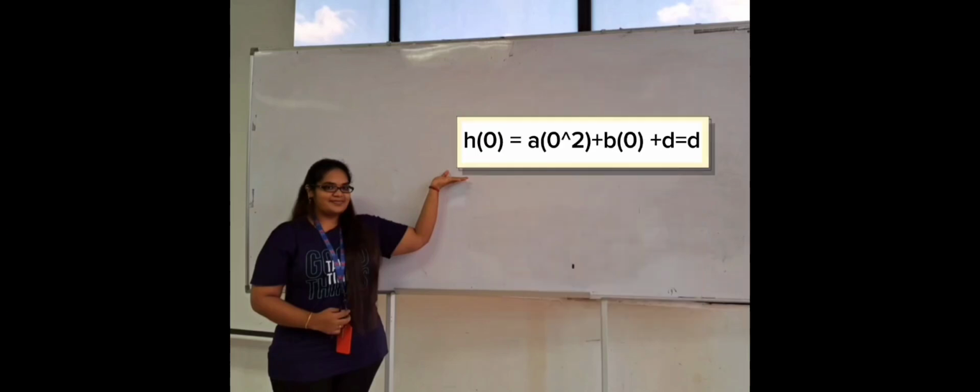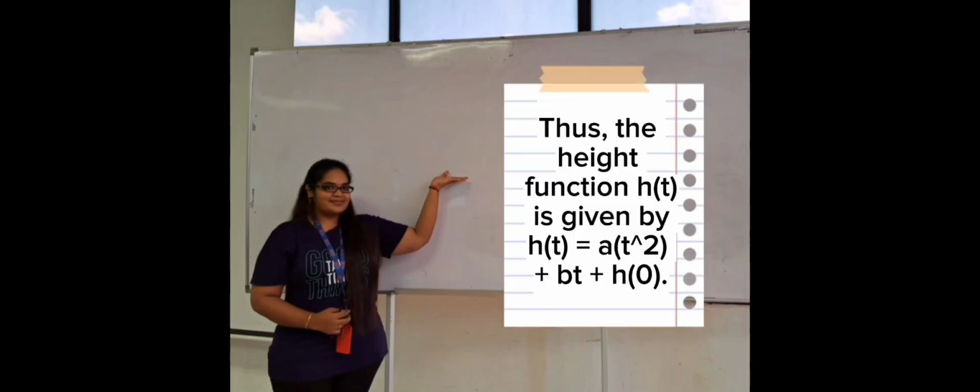...is h0 equals a0² plus b0 plus d equals d. Thus, the height function h(t) is given by h(t) equals at² over 2 plus bt plus h0.